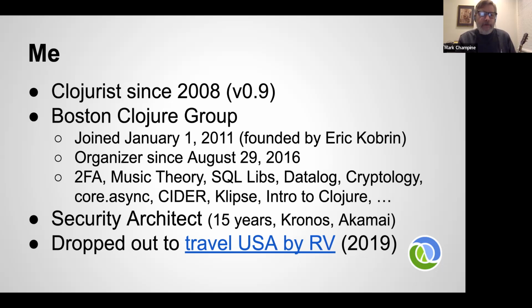So a few stats about the Boston Clojure group. This started in January 2011. Eric Coburn founded it. He eventually moved to Florida, and I became the primary organizer of the group in 2016. So about five years now, and we've had a pretty good run. For 4 of those years, we had our meetups in Kendall Square in Cambridge, and we've gone virtual since COVID hit. So one day we hope to get back to some live meetings.